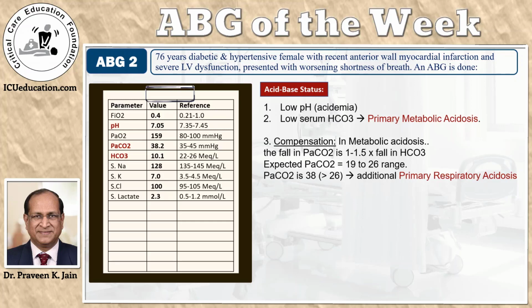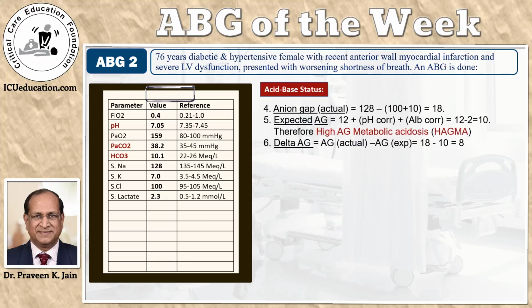The next step in primary metabolic acidosis is to calculate the anion gap. So the anion gap is 128 minus 100 plus 10, which is 18. So the actual anion gap is 18. What is the expected anion gap? We start with 12. We need to apply a pH correction. In this case, because of acidemia, the correction is minus 2. And albumin is not given, so we cannot correct for that. So expected anion gap is 10. What do we find? That the actual anion gap is much higher than the expected anion gap. So this patient has a high anion gap metabolic acidosis, abbreviated as HAGMA.